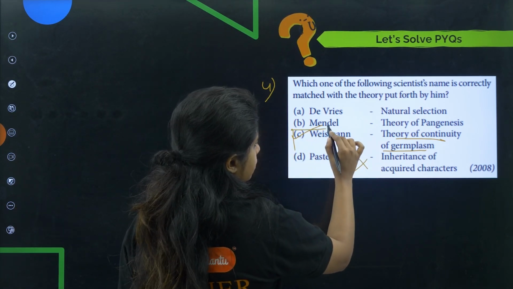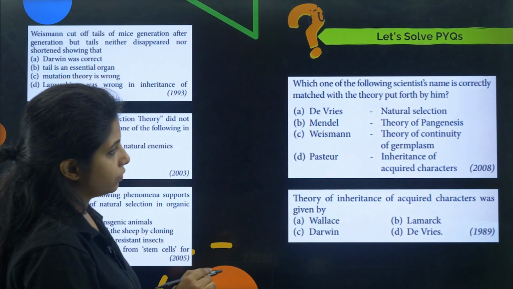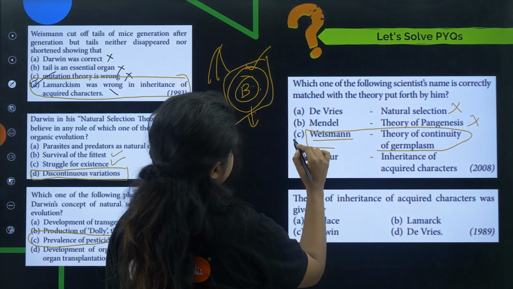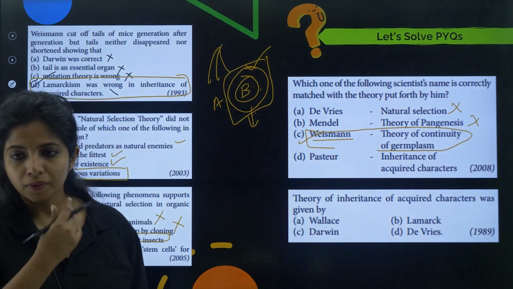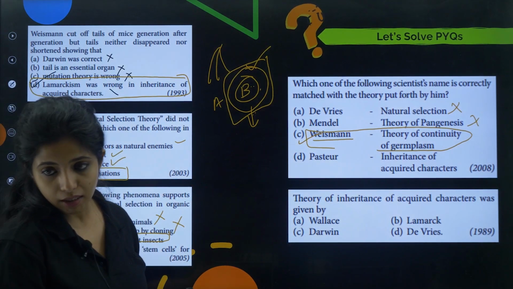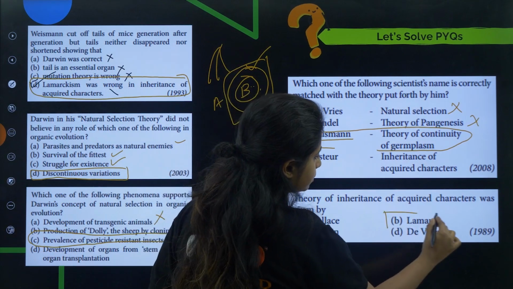So this is the, oh, did I mark it here itself? Just a second. Yes, this is the correct answer. Okay, now we have the fifth question. The theory of inheritance of acquired characters, as I said, was given by Lamarck.